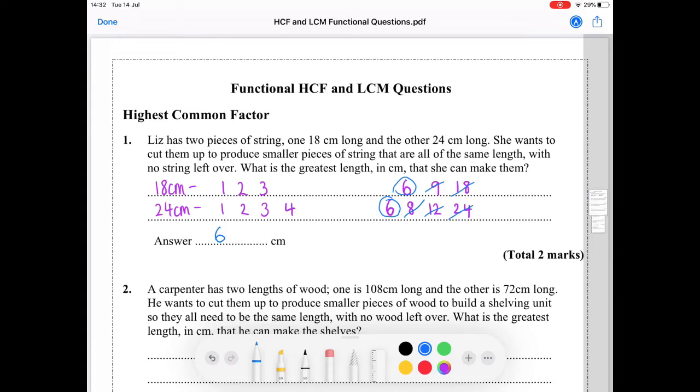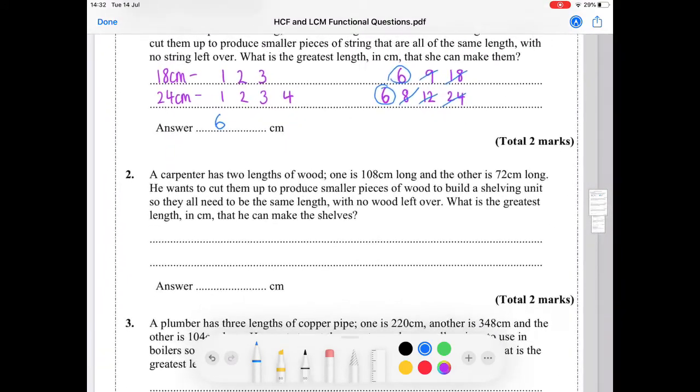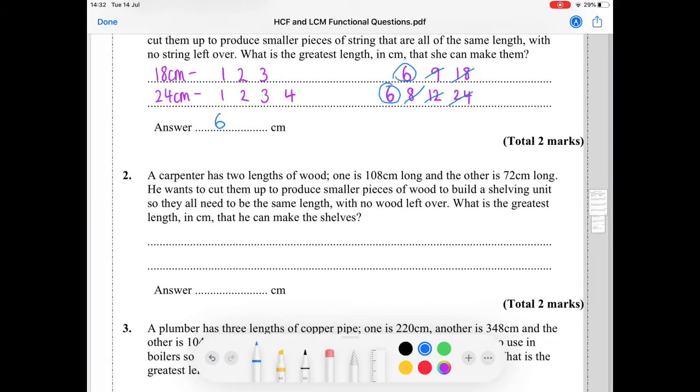Now, moving on to question 2, a similar kind of question here. A carpenter has two lengths of wood, one is 108 centimetres long and the other is 72 centimetres long. He wants to cut them up to produce smaller pieces of wood to build a shelving unit, so they all need to be the same length with no wood left over. What is the greatest length in centimetres that he can make the shelves?